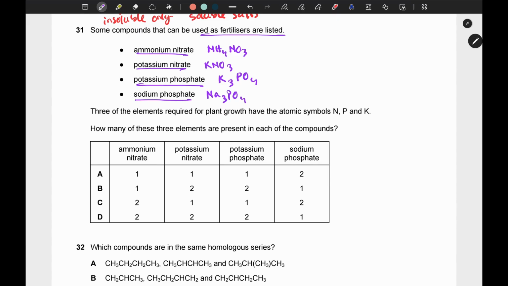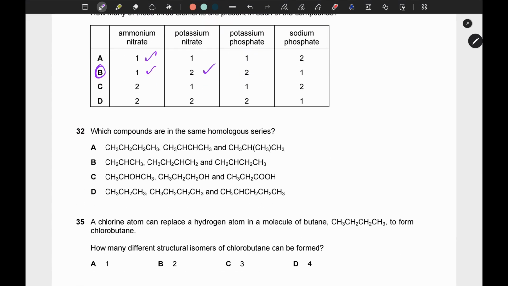So ammonium nitrate contains nitrogen and neither phosphorus nor potassium, so that's 1 and 1. Potassium nitrate contains potassium and nitrogen, so that's 2. So in that case, we don't even have to look at potassium phosphate and sodium phosphate. We can directly say that the answer over here should be B.